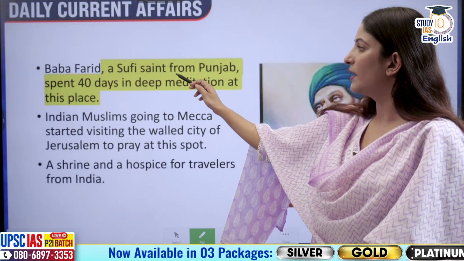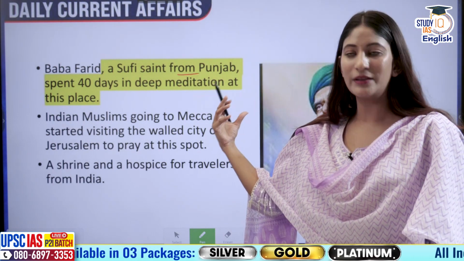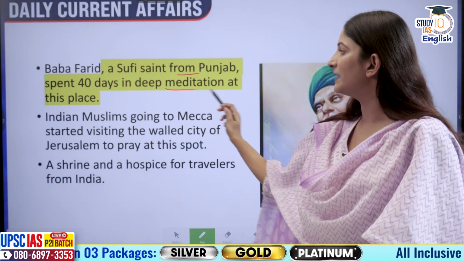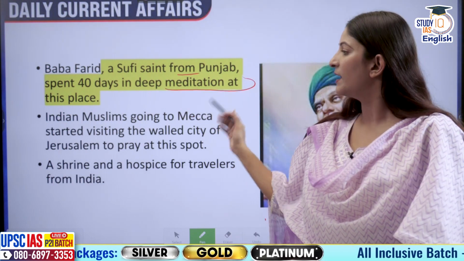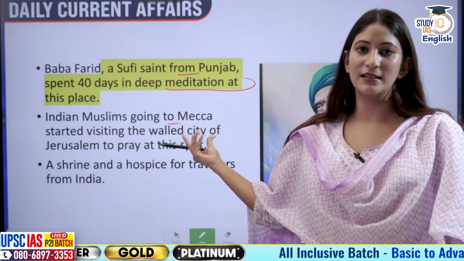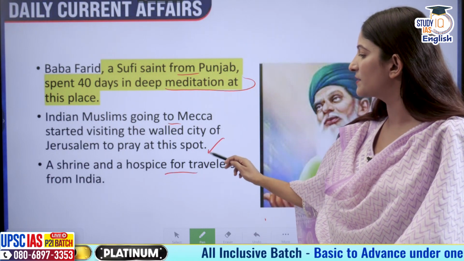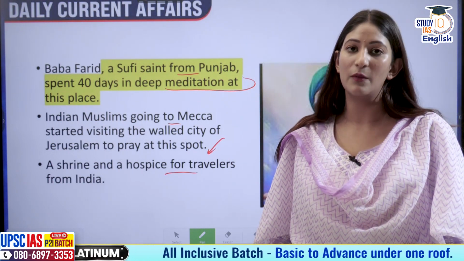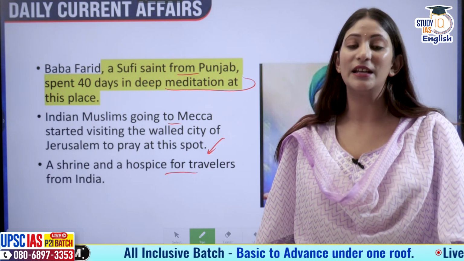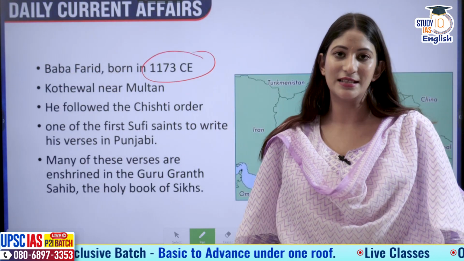Baba Farid was a Sufi saint from Punjab. There is a lore that he has spent 40 days in deep meditation in this place. And Indian Muslims, while they go to Mecca, also started visiting this place only after Baba Farid. A shrine and a hospice for travelers from India was established, as it is believed, by Baba Farid. He was born in 1173 CE.